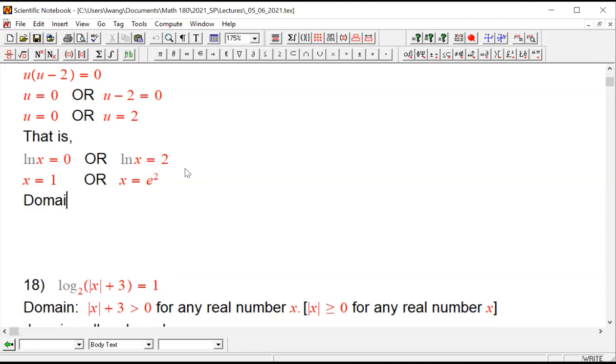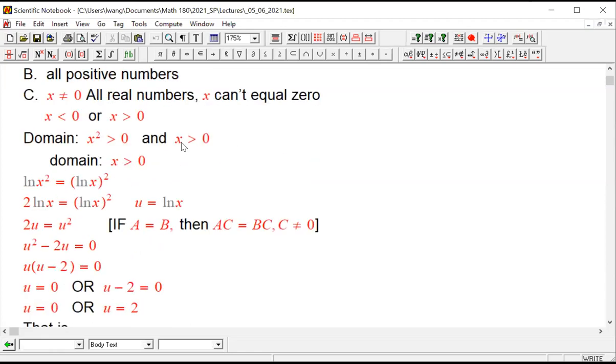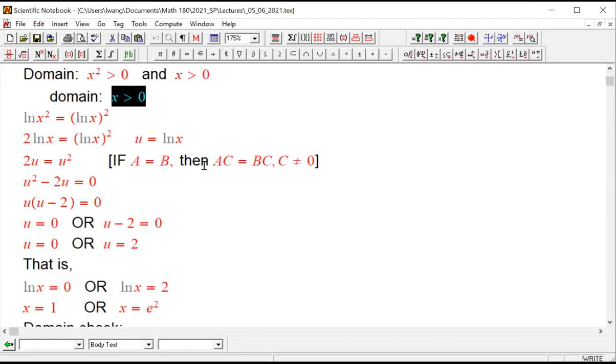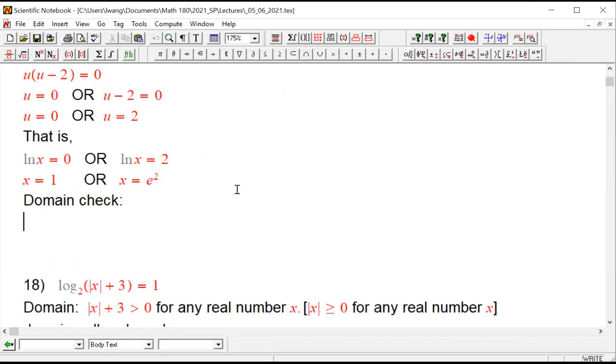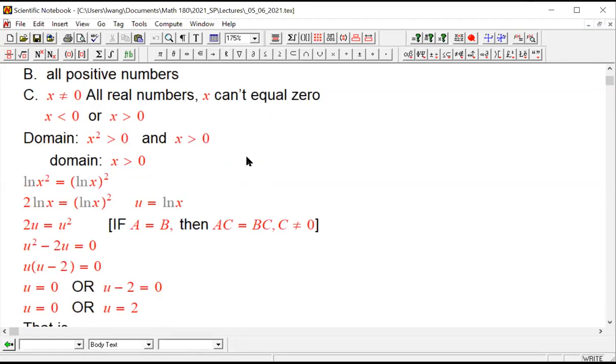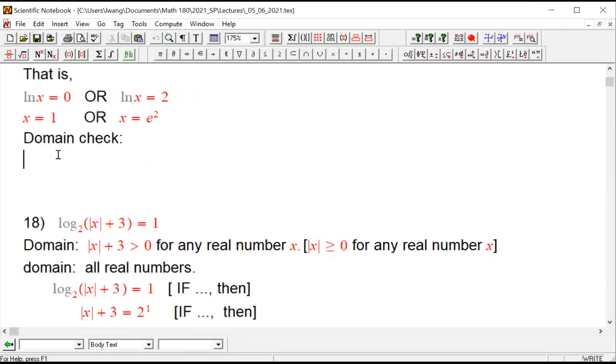Okay. Domain check. Both numbers are in the domain. Right? What is our domain? X is larger than 0. Right? And then we're going to have to check the equations, right? Let's go check the equations. So this is the equation. Okay, this is the equation we'll check.